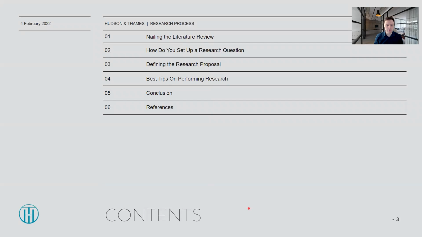So for the research process, I've divided things up as follows. I'll start by giving some advice and tips on the literature review. Then once you have the literature review set, how do you actually set up a very good research question? Next, I will look at how to write a good research proposal. And finally, once all these things are done, I will give some tips on performing research where you try and answer your research question. I'll then end with my conclusion as well as some references.